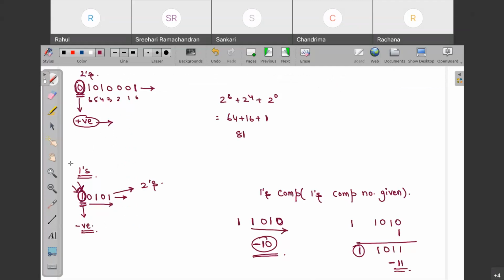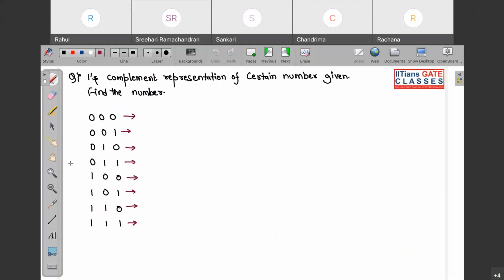Okay. So if the numbers are given in complemented form, or in sign magnitude representation, the leftmost bit will always be your sign bit. So what is the question over here? It is given the 1's complement representation of certain numbers, find the number. Okay, so these are all 1's complement numbers.